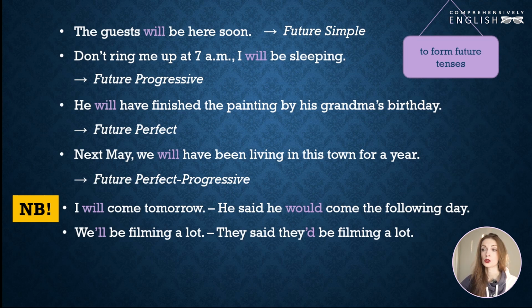If you noticed, we use the following day instead of tomorrow. This happens also according to the rules of sequence of tenses. Will be filming a lot. They said they'd be filming a lot. Again, we report somebody's words, but we do not use the future tense here. We use the so-called future in the past. Basically, we use would instead of will. Okay, future in the past.